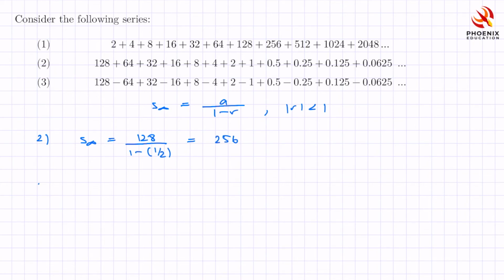Now for the second series, S infinity is equal to 128 divided by 1 minus negative half. And this comes out to 83.33 repeating. You can see that this value is less than the limiting sum of the second series. And that makes sense since some of the terms are negative and will bring down the overall sum.